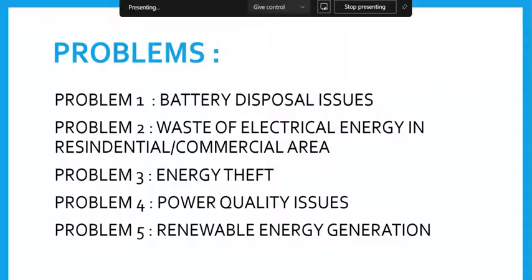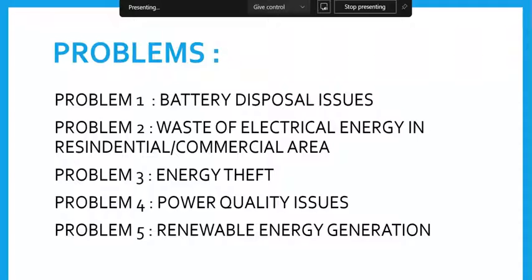Problem number two, waste of electrical energy in residential and commercial areas. There is a lot of wastage of electrical energy in residential areas, like when we charge our mobile phones and laptops, and when we leave switches and electrical devices on. There is also huge energy consumption in commercial areas, in our schools, hospitals, malls, and other commercial areas.